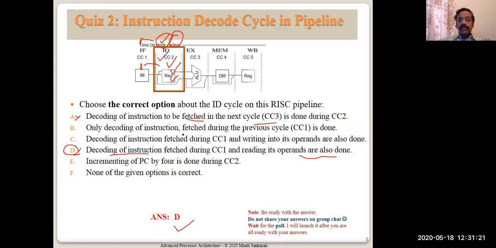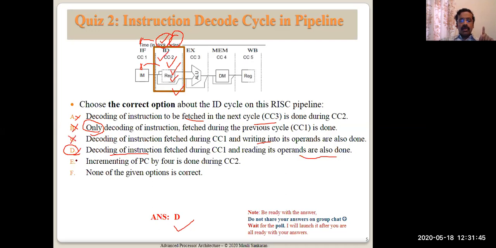Only decoding of instruction fetched during the previous cycle is done. Only decoding is not correct, because decoding and register access, operand access, are both done. So this is wrong for that reason. And decoding of instruction and writing into its operand is wrong because we are not writing into operands here. We are reading from the registers, those operand registers. So this is wrong for that reason.